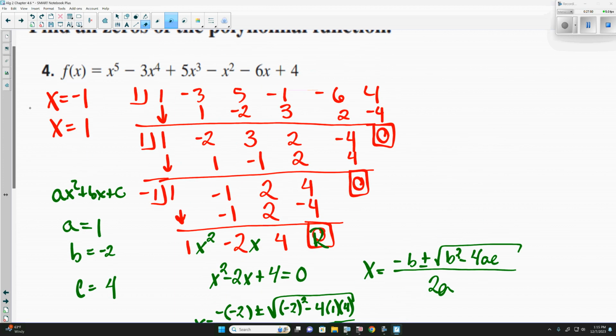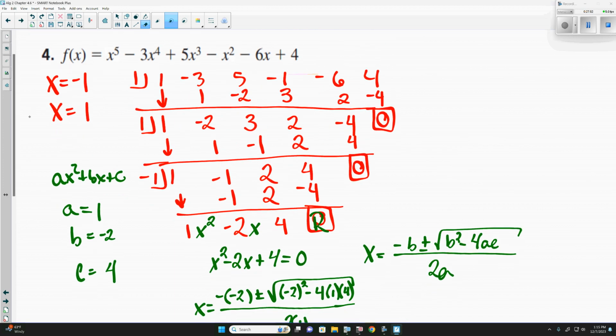So our solutions are x is equal to 1, x is equal to negative 1, and x is equal to 1 plus or minus i square root of 3. If we could check, or well, it'd be a little difficult, especially with the i, but that is our solutions here. Questions on any of these so far?